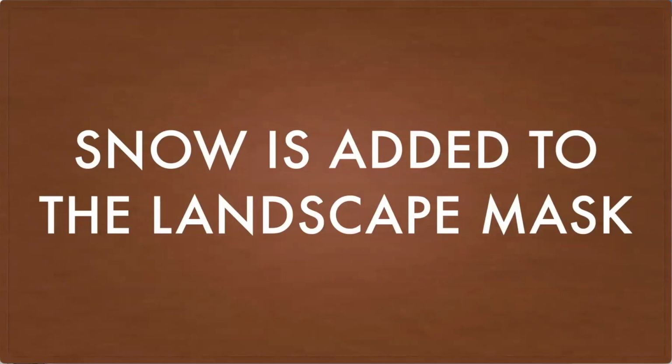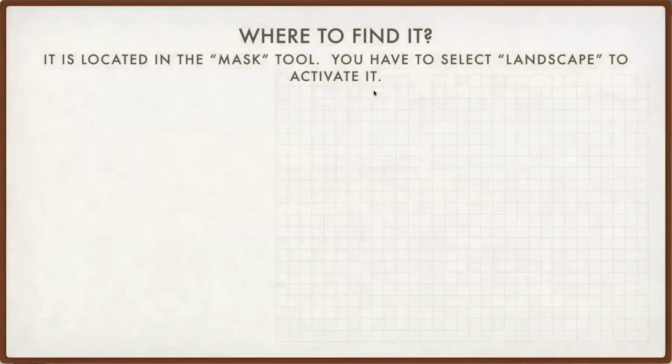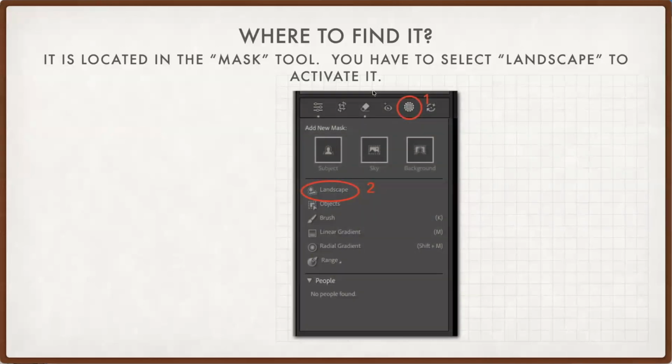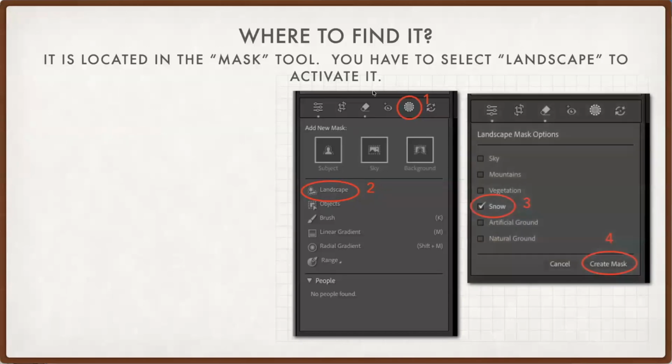And so recently they've added snow to the landscape mask. You know, we've seen this in the past where they'd have sky selection or foreground selection and all that. Well, now snow is added, and it's located in the mask tool, and you have to select landscape to activate. I'll show you what that looks like. So if you select the mask tool, you can see the number 1 there, and then number 2, select landscape, and then it's going to give you another pop-up window once it does its thing.